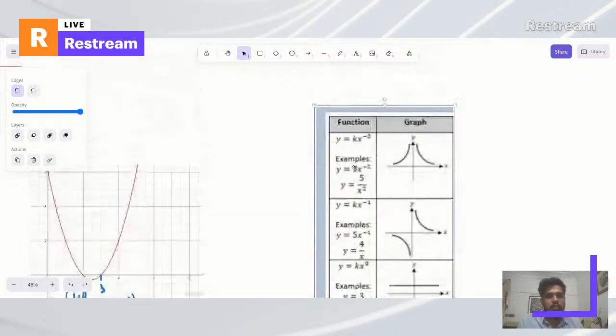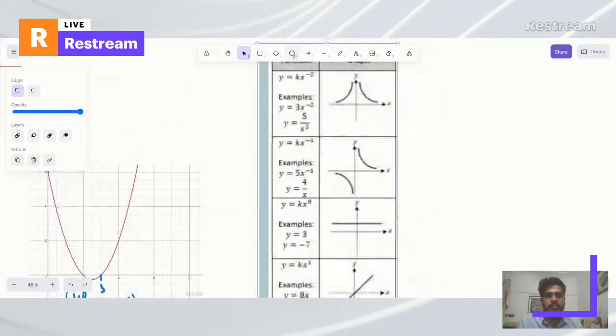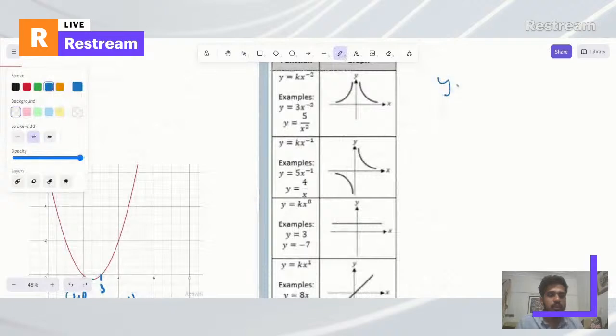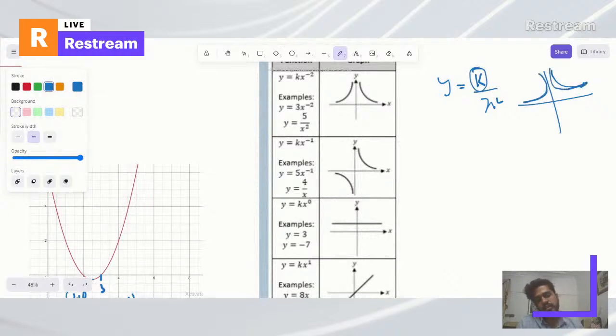Now if I have an equation like y equals k divided by x squared, what is my graph going to look like? My graph is going to look like this. It doesn't matter what the value of k is, the shape is going to be this. This is one of the most asked questions, and it's important.